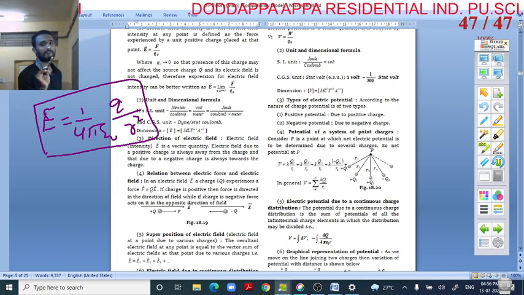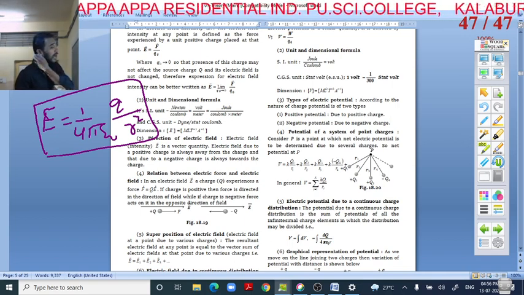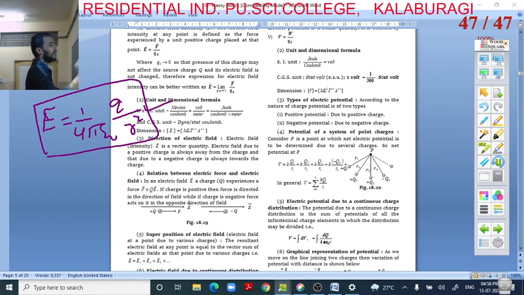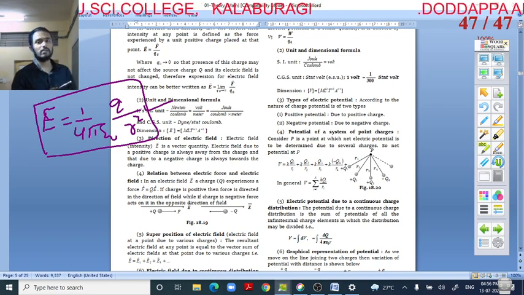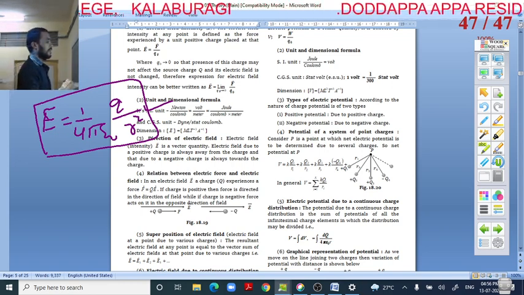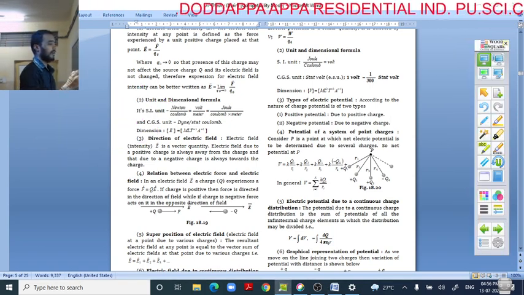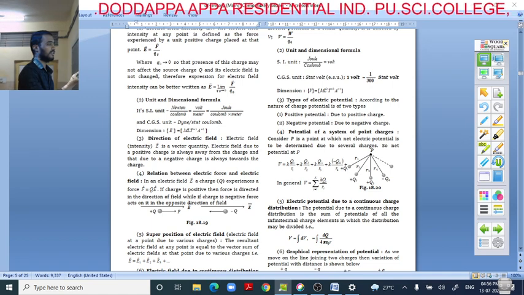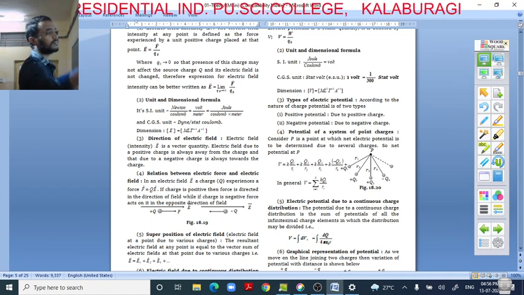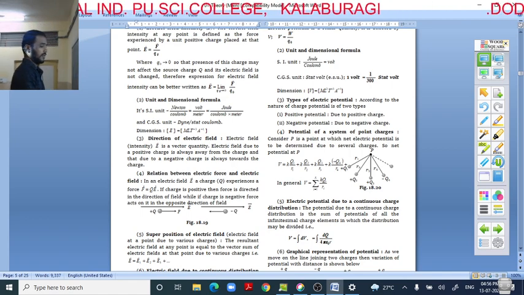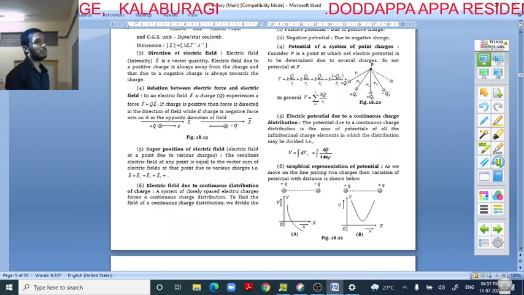To find the electric field at a point due to a charge, this is the formula we can use: E is equal to 1 by 4 pi epsilon naught Q divided by R square. He has also given some details here, the dimensional formula, the unit in CGS and the unit in SI. Everything is given, you may go through this. This is all about the electric field.